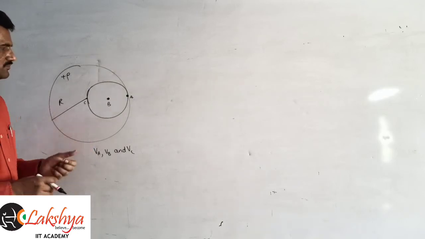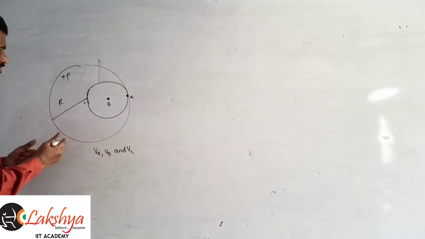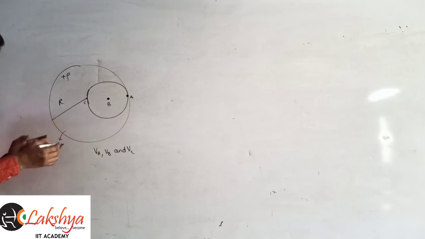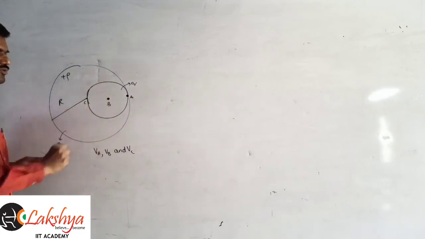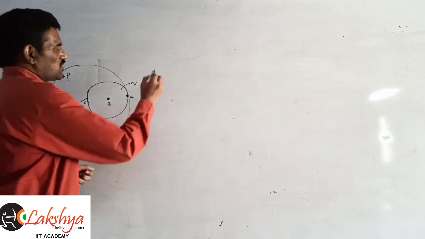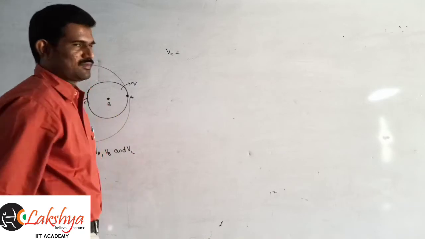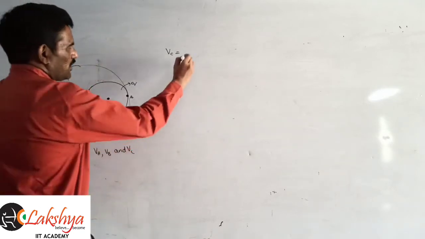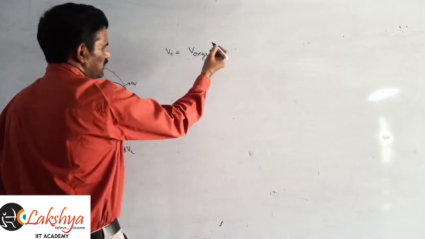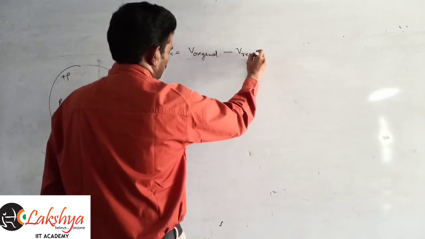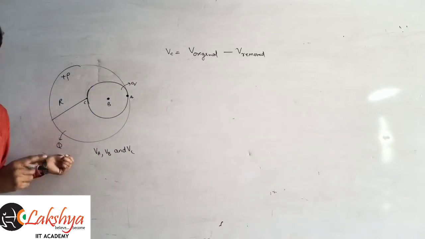Generally, while writing for this potential, you may consider the charges there. Suppose capital Q is the total charge present in the sphere without the cavity, and small q is the charge present in the sphere of radius r by 2. Now I can write like this. Suppose I am writing the potential at point C. The potential there is the potential due to the original sphere minus the potential due to the removed part, if capital Q is the charge present on the original sphere.